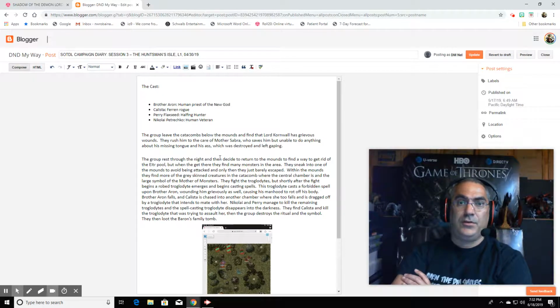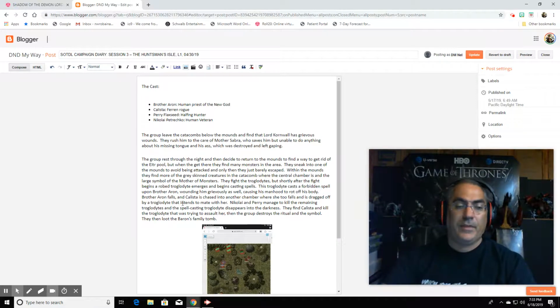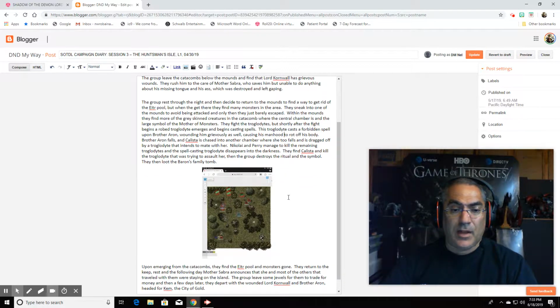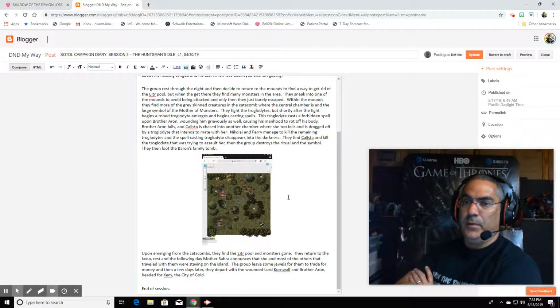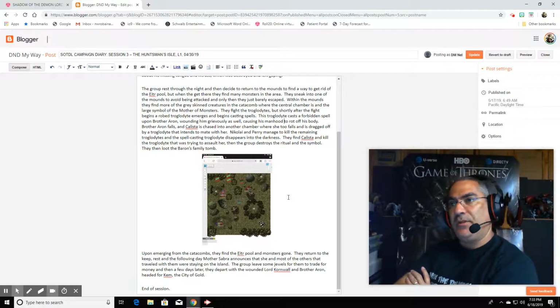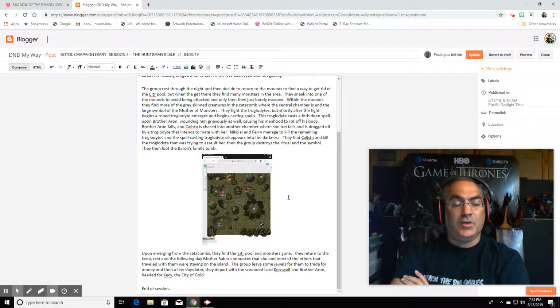And so the other heroes had to hunt Callista down and stop the troglodyte before he violated her, which they did, thankfully. They then looted the tomb and got their stuff. They ruined the ritual that the troglodyte spellcaster had running down there, and they learned later, because of some of the characters' backgrounds, that the symbol they found belonged to a dark god known as the Mother of Monsters.